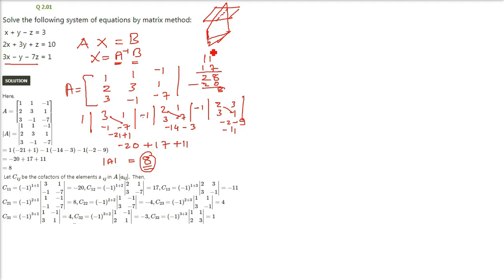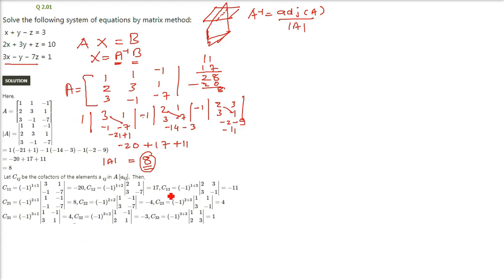Right. Now coming to A inverse. A inverse is adjoint of A divided by the determinant of A. What is the determinant of A? We just found it, 8. Let us see the adjoint of A. For the adjoint of A, you have to find the cofactor of each and every value. Then the cofactor matrix will be formed and then we'll take the transpose.